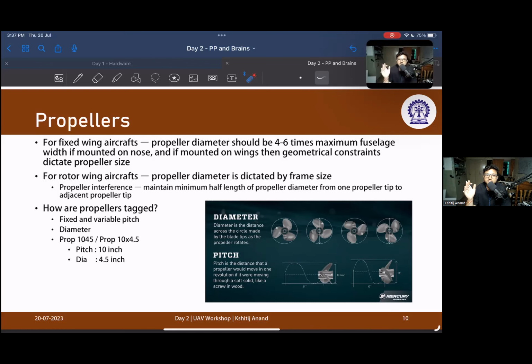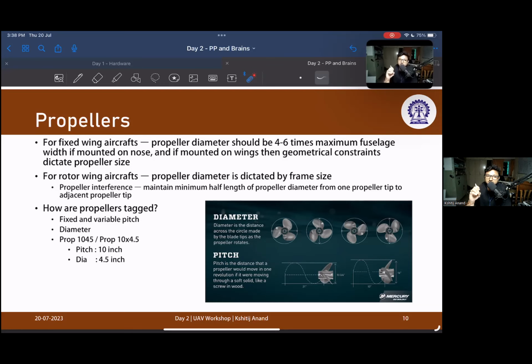For rotor wing aircraft, the propeller diameter is dictated by the frame size. There are two things you need to keep in mind. Basically, depending on how big the frame is, the most trivial geometrical constraint on propeller size is obviously that the propellers should not hit each other, right? That is the most trivial geometrical constraint that comes to one's head. However, when you look at the aerodynamics, it's much more involved. If you put two propellers side by side, their airflow is going to interfere with one another. So you want to minimize that as well.